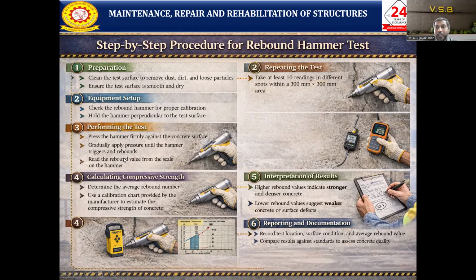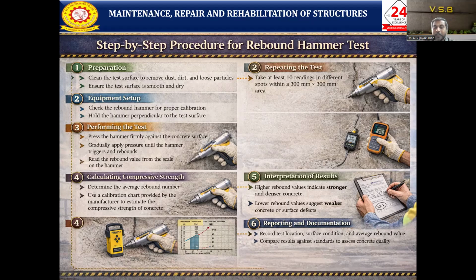Based on that rebound hammer value, we can find out the compressive strength. We need to take a larger number of readings, so we take the average rebound number. Based on the average rebound number, use the calibration chart provided by the manufacturer to estimate the compressive strength of the concrete. The manufacturer gives the calibration chart showing the strength of the concrete for a given rebound value, and based on the chart we can find out the compressive strength.